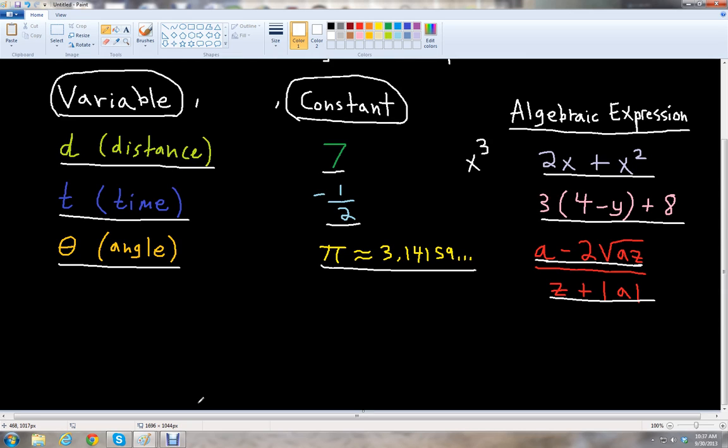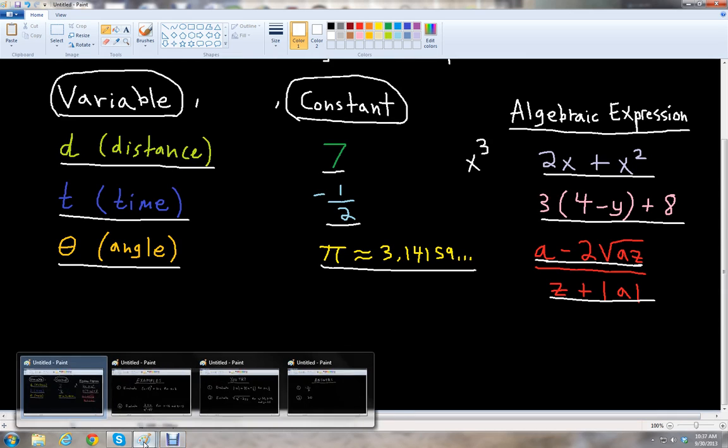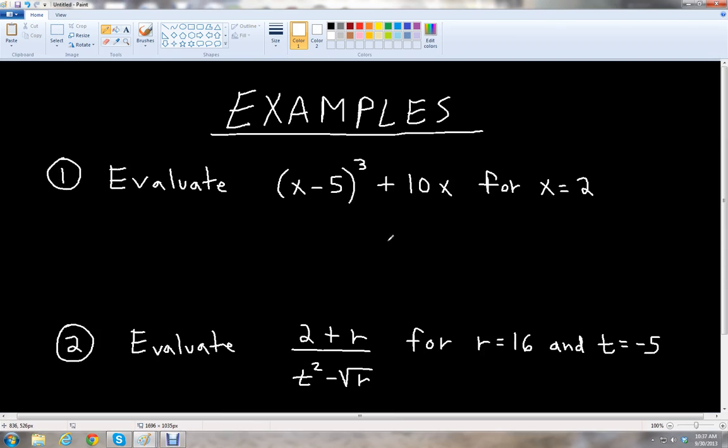So now what we're going to do is look at a couple examples on how to evaluate algebraic expressions. And so what does it mean to evaluate an algebraic expression? It just means to find a number based on given values that you're going to plug into the expression, and then use order of operations to evaluate the algebraic expression.